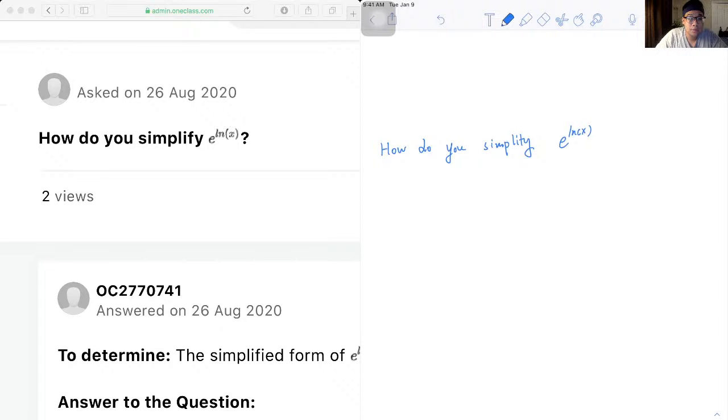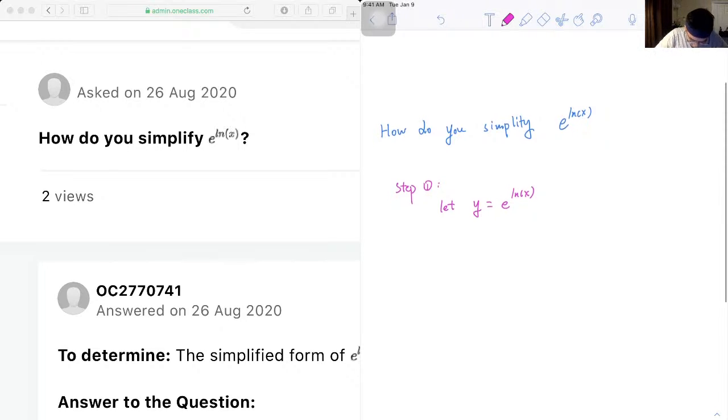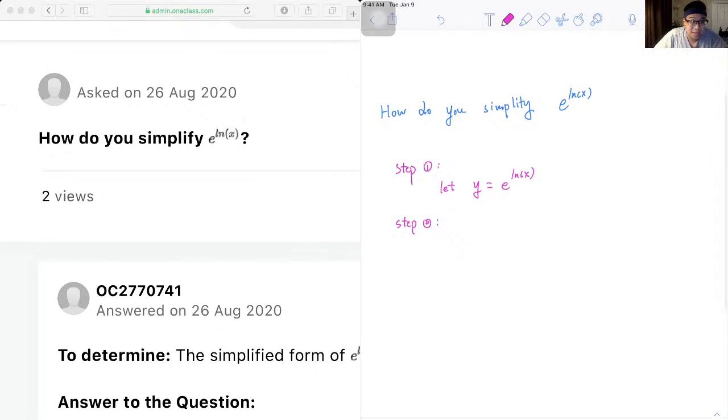Okay, so in order to solve this given function, first we need to set it equal to y. So first thing we do, step one, we will let y is equal to e to the exponent of ln x, okay? And then our second step, we will take the natural logarithm of both sides of the equation, okay?